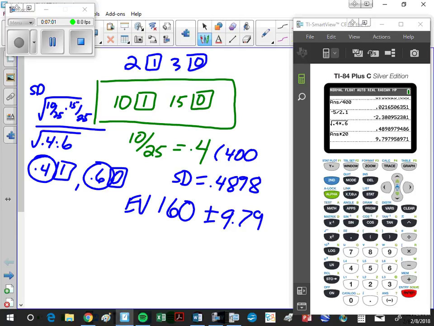Okay, letter B. Find the expected value and SE for the percentage of students in the sample who are older than 25. So how does percentage differ from number? I just divide the SE by the number of draws, so I'm going to divide this by 400. And I get 2.4%. So I expect to get 160 kids, give or take 2.4%.